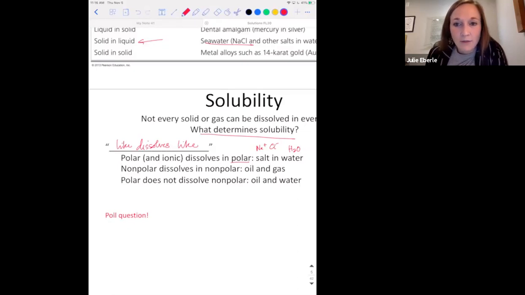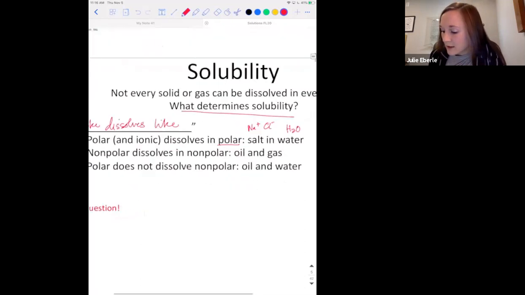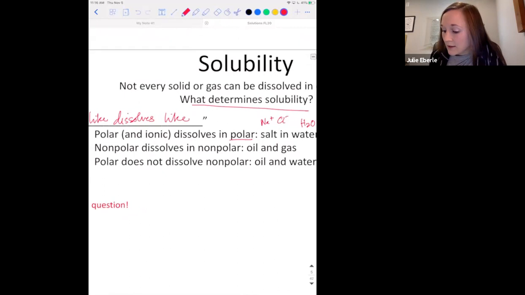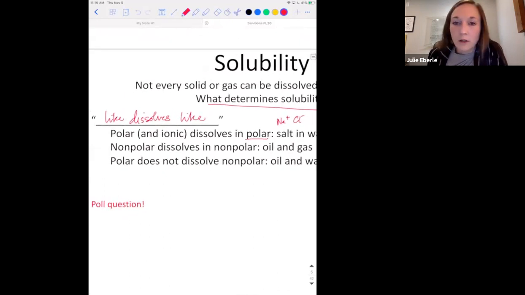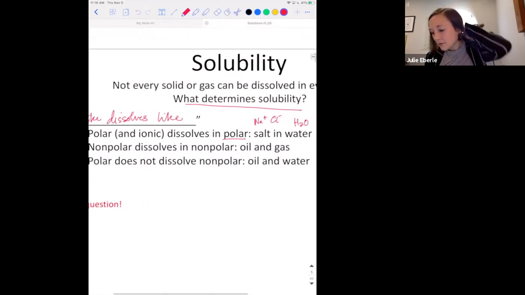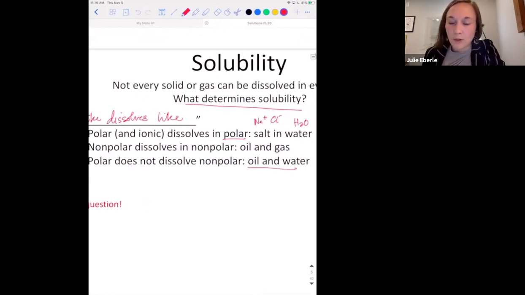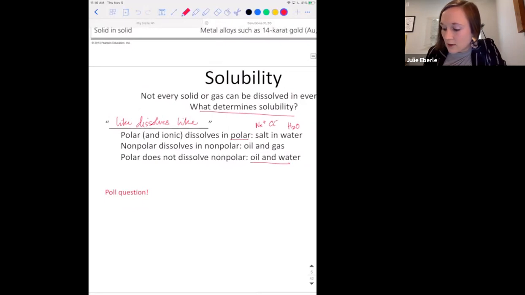Grease and water don't mix. It's very oily based. So soaps and grease, soaps and different kinds of stains will mix because they're both nonpolar. So nonpolar dissolves in nonpolar, oil and gas. But this last one here, polar things will not dissolve in nonpolar. So if you have, well, the example gives us oil and water, right? We talked about that. Polar does not dissolve in nonpolar.